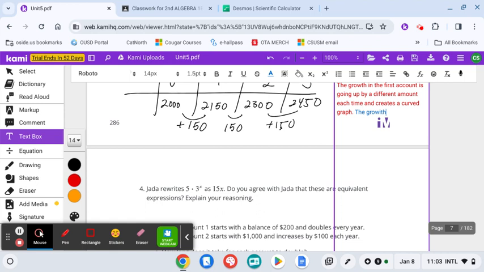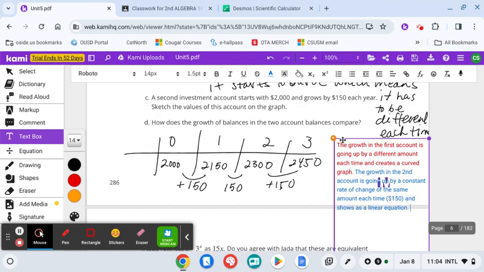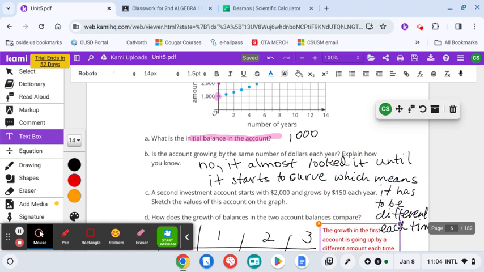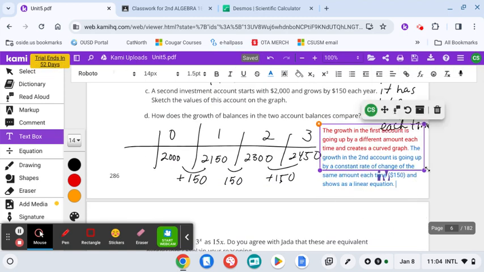The growth in the second account is going up by a constant rate of change of the same amount each time and shows as a linear. That's what we did last semester, linear functions. So now we've got this new curve thing going on that we've got to deal with. And so we're starting to notice some things about that.